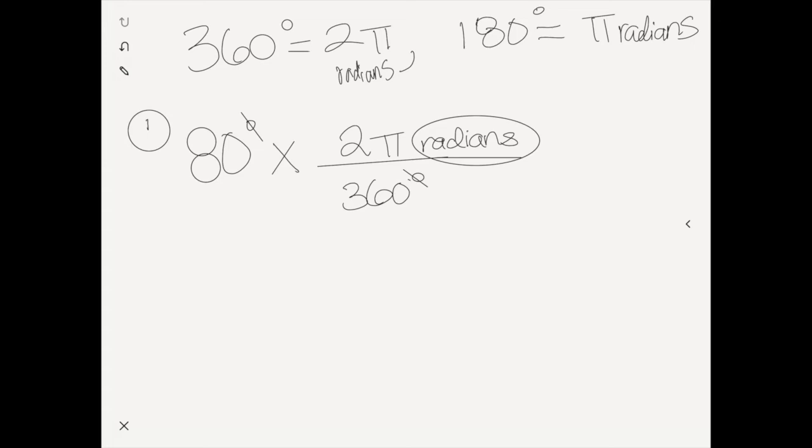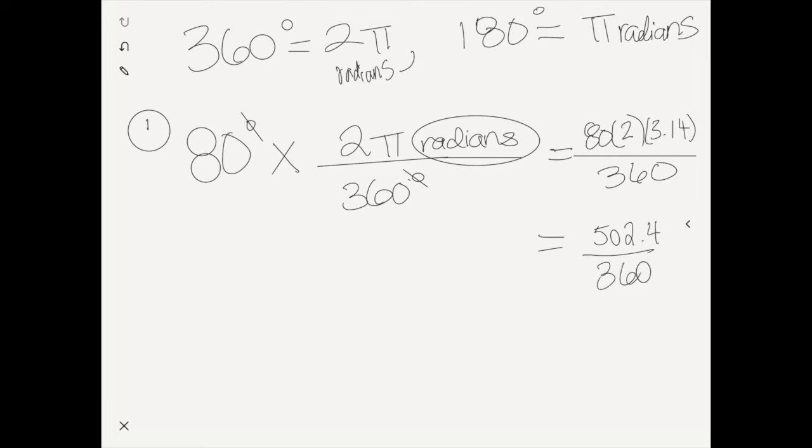So we're going to do 80 times 2 times 3.14, and that's going to be divided by 360. And that's how we're going to get our radians. So let's do 80 times 2 times 3.14. That's going to give me 502.4 divided by 360. And if I divide that by 360, then I'm going to get 1.4 radians. So that's my radians.